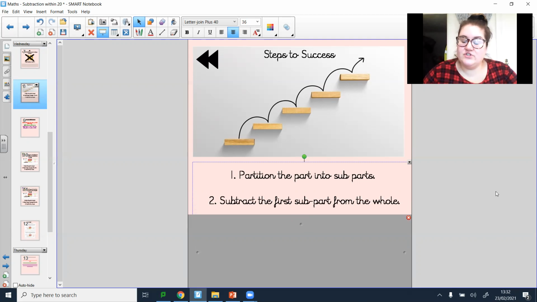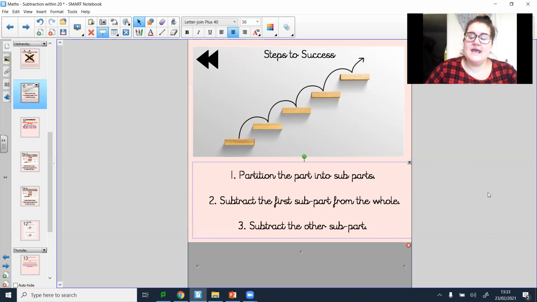Step 2 was for us to subtract the first subpart from the whole. Once we've split the part into the two subparts, we can take away the first subpart from the whole. And the final step was to subtract the other subpart. So we've taken away one subpart and now we're going to take away the other one.